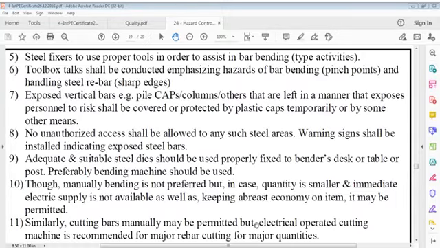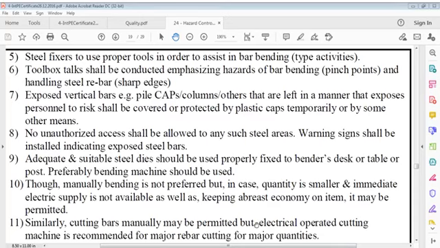Generally, on sites, outsiders are not allowed. But when work is done in some public area on road, there can be chances of accidents. On sites, everybody knows that you have to avoid it. They are trained people. Adequate and suitable steel dies should be used for work of bars, properly fixed to bender's desk or table or post.